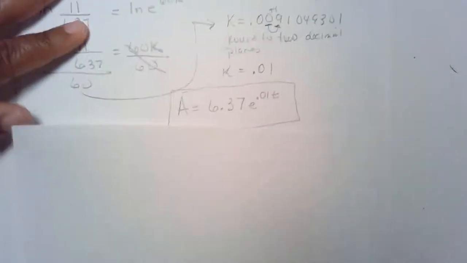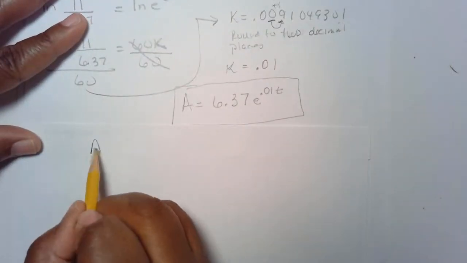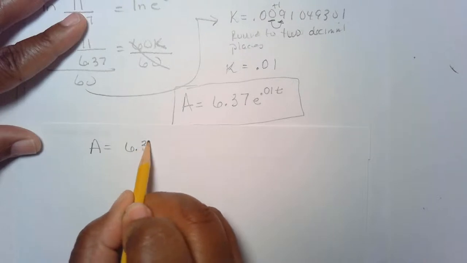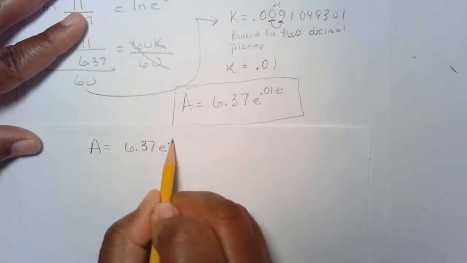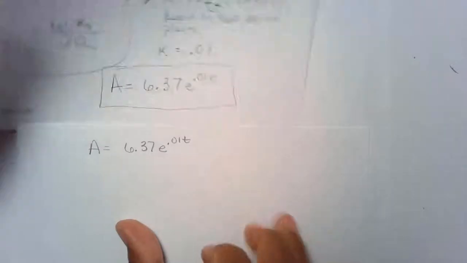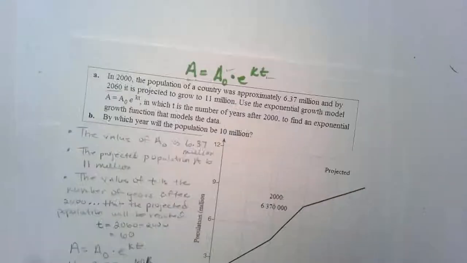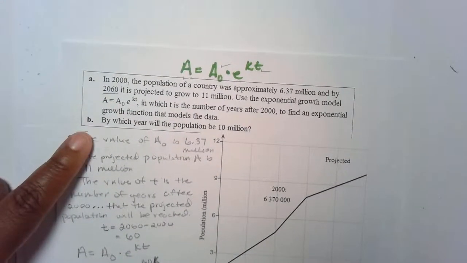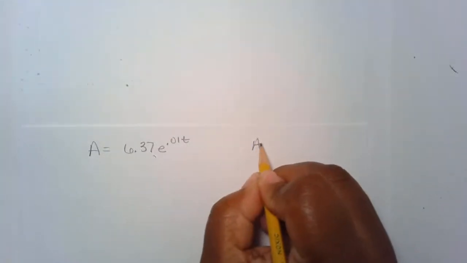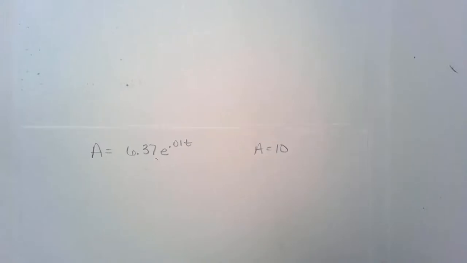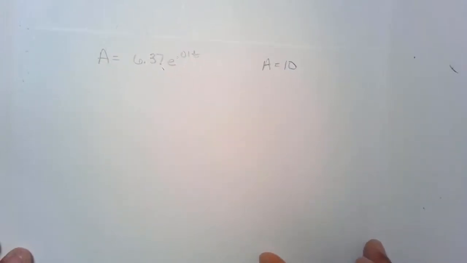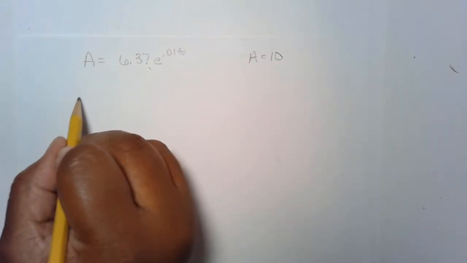Okay. Now keep this equation in mind because we're going to need it to answer B. So I'm going to rewrite this equation again. We have A is equal to 6.37 times e to the 0.01 times t. And then if we go back, let's answer B. It says, by which year will the population be 10 million? So they're giving us A, the projected population, 10 million. So we are going to substitute 10 in for A.